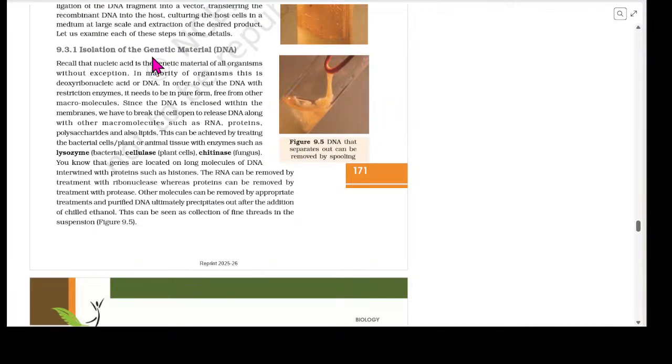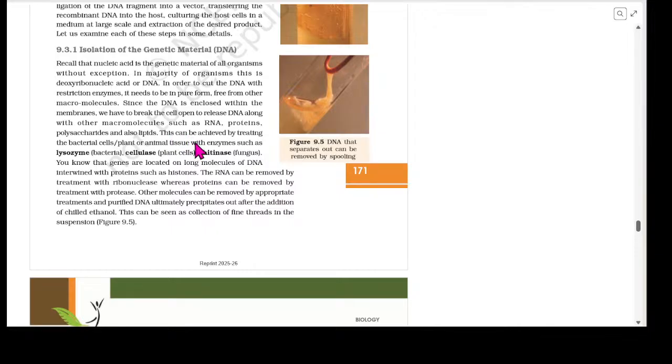Isolation of the genetic material or DNA. Recall that nucleic acid is the genetic material of all the organisms without exception. In the majority of the organisms, this is deoxyribonucleic acid or DNA. In order to cut the DNA with restriction enzymes, it needs to be in pure form, free from other macromolecules. Since the DNA is enclosed within the membranes, we have to break the cell open to release the DNA along with other macromolecules such as RNA, proteins, polysaccharides, and lipids.